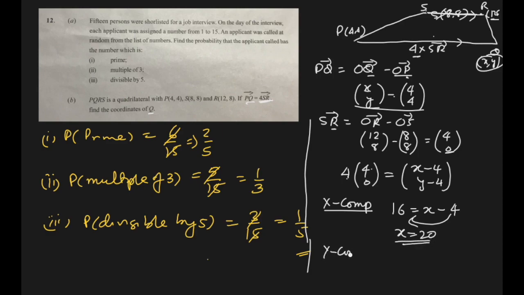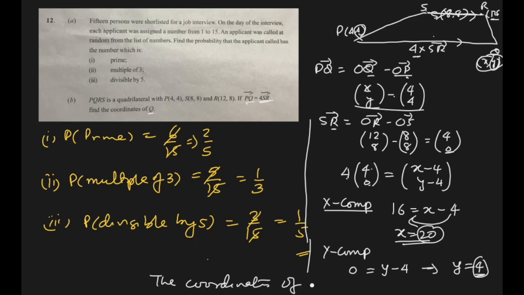Compare Y components now. 4 times 0 is 0, equal to Y minus 4. So this gives us Y equal to 4. Obviously, the Y component of P and Q will also be the same, which is 4. The question is, find the coordinates of Q. And we got the coordinates of Q now, 20 and 4. So we can write here the coordinates of Q are 20, 4.